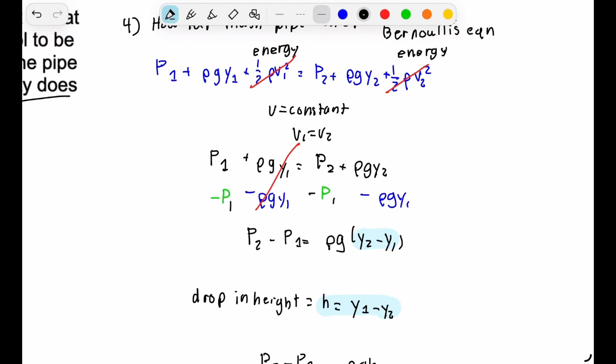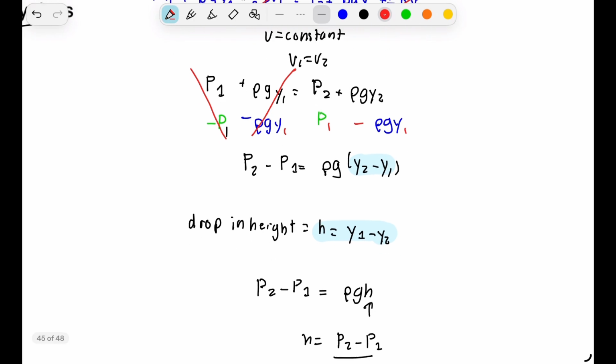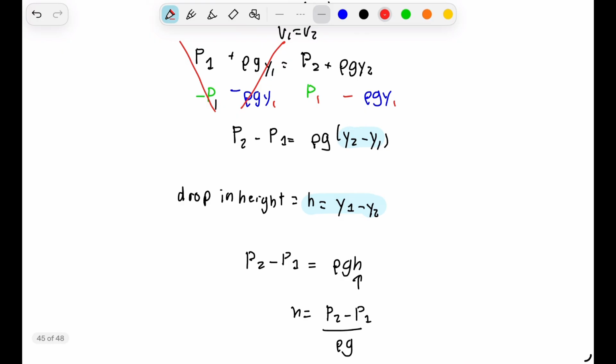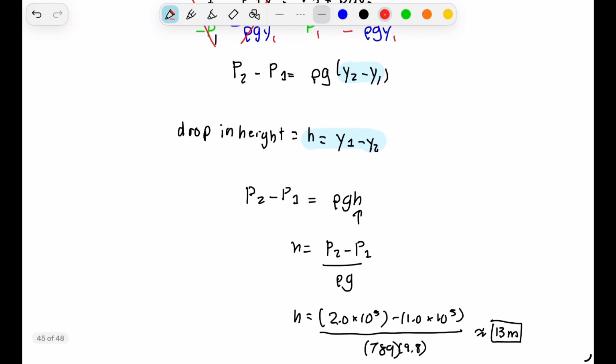We can subtract our P1 from both sides, and we can actually leave that y1 there, subtract y1 here. So that's going to give us P2 minus P1 is equal to rho g (y2 minus y1). Since we're looking for the drop in the height, we can set that equal to h. And that's going to be y1 minus y2.